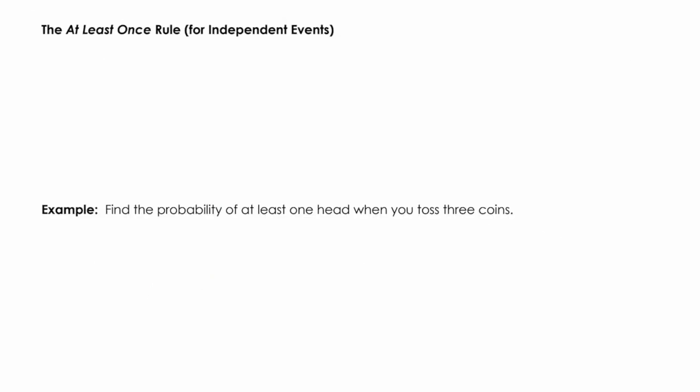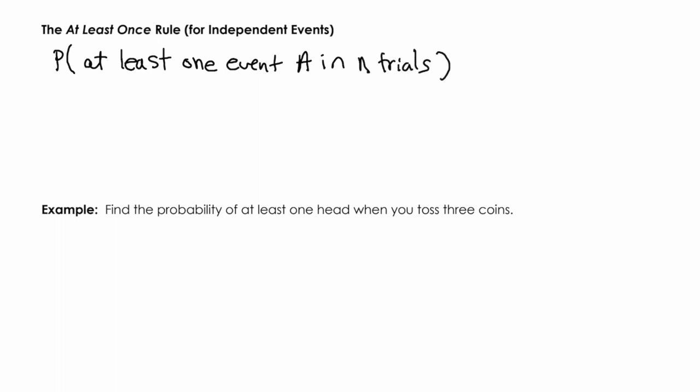The last topic I want to cover with you in this lesson is the at least once rule, and this only works for independent events. So if I want to find the probability of at least one event A in n trials, there are two formulas I can use for that. Whoops, that doesn't look like a very good n.